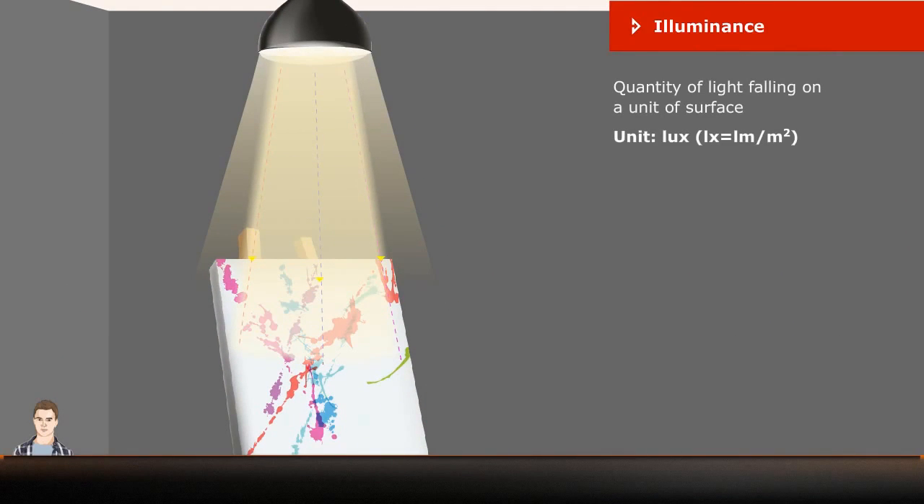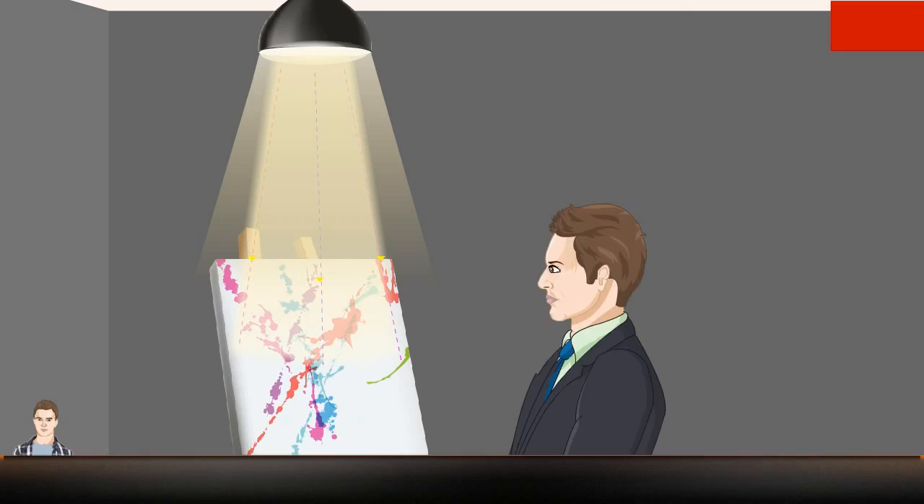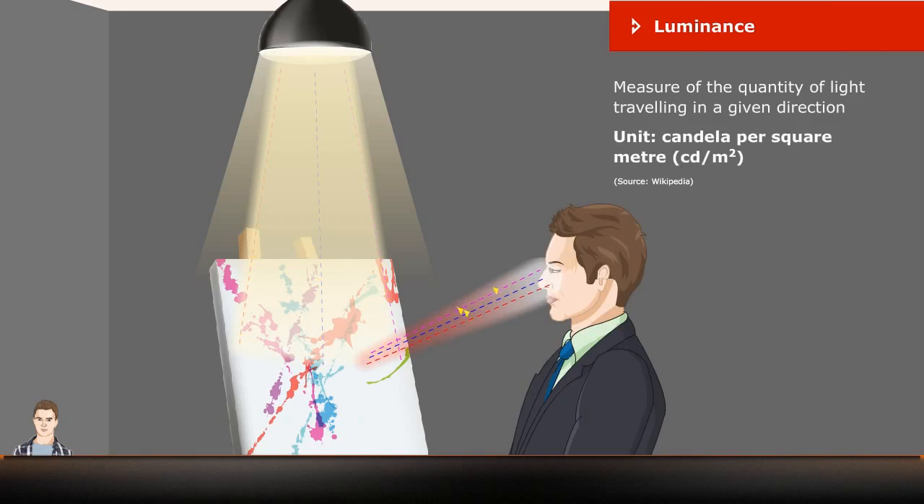Illuminance is the quantity of light or luminous flux falling on a unit area of a surface. The illuminance is independent of the direction from which the luminous flux reaches the surface. The unit is lux. Luminance is a measure of the quantity of light traveling in a given direction. It describes the amount of light that passes through or is emitted from a particular area. The unit of luminance is candela per square meter.